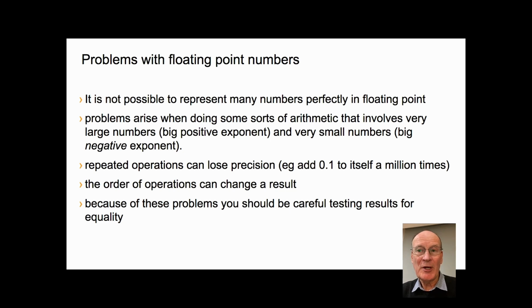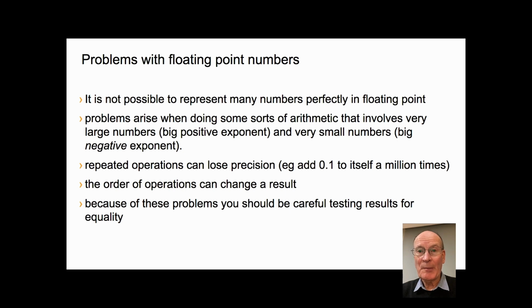Also, repeated operations. For example, if you were to add 0.1 to itself 1,000,000 times, you would gradually lose accuracy. Because of the representation problem, you can't represent things perfectly very often, and every time you do an operation, this is compounded, and so the number gets more and more inaccurate as you go along.